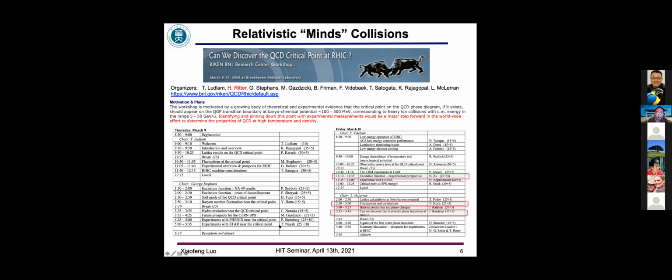Many experts from LBL, for example, Nu, Fokker, and Yogen were there, and also Hans Gill as one of the organizers. So they had many discussions on, for example, the machine and the sensitive observables.